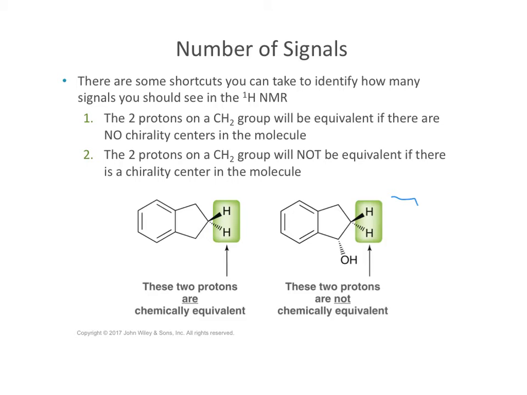Now, luckily, there are some shortcuts to identify how many signals you should see in the proton NMR. The two protons on a CH2 group will be equivalent if there are no chiral centers in the molecule. If there are chiral centers, they will not be equivalent. So these two protons are chemically equivalent because there are no chiral centers, and therefore they will give rise to one signal. These two are not chemically equivalent because we have a chiral center here, therefore they'll give rise to separate signals.